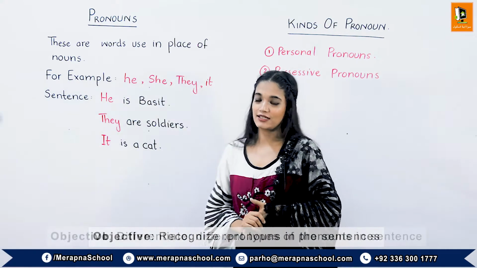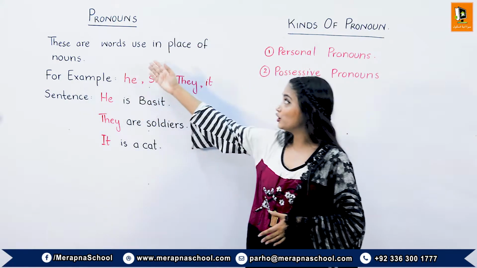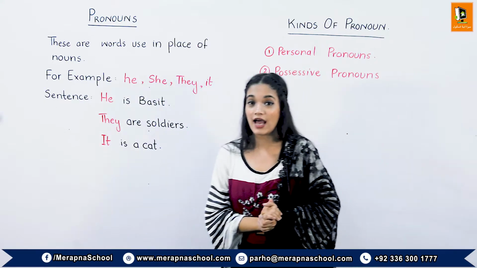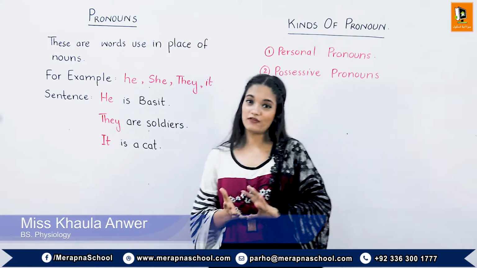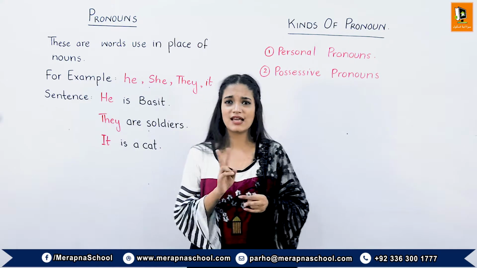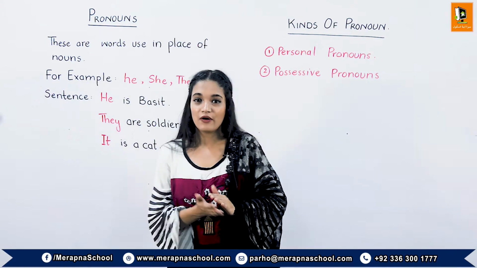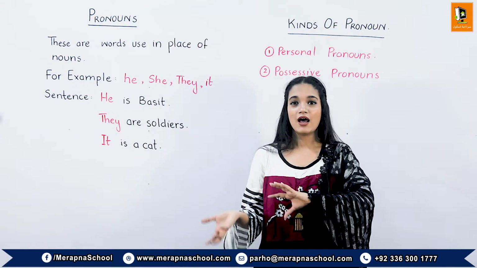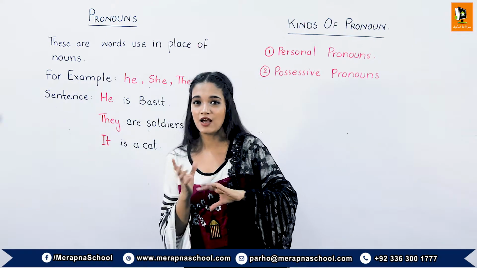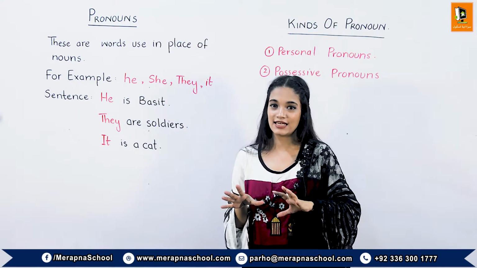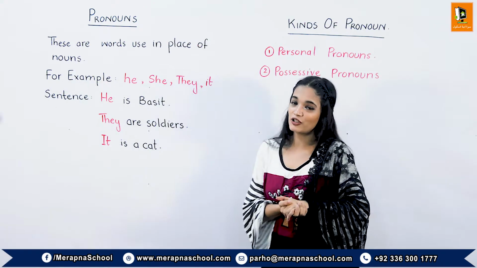For pronouns, the definition of a pronoun is: these are the words used in place of nouns. When we write two sentences about the same person, place, animal, or thing, we don't use the name in the other sentence as well. We don't mention the names very often if we write two or three sentences about the same person, place, animal, or thing.